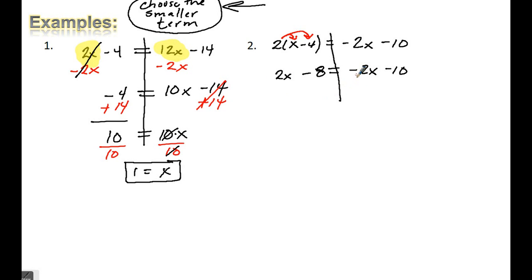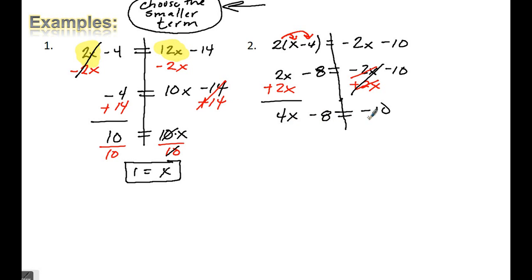I'm sorry, add 2x, because this is the smallest one. So I'm going to go ahead and add 2x on both sides. Cancel out the smaller value, and I have 2x plus 2x. Well, 2x plus 2x is going to give us 4x minus 8. And then that's going to equal negative 10. And of course these cancel.